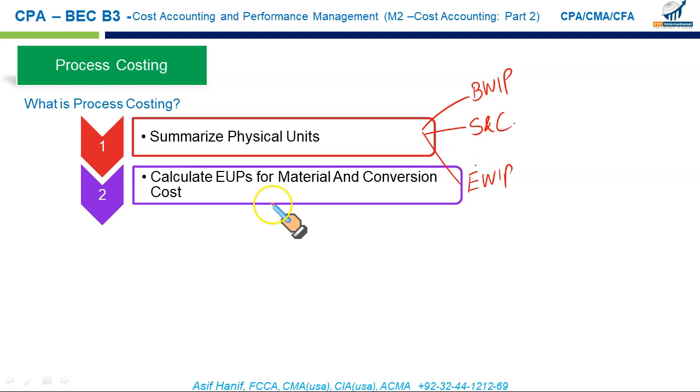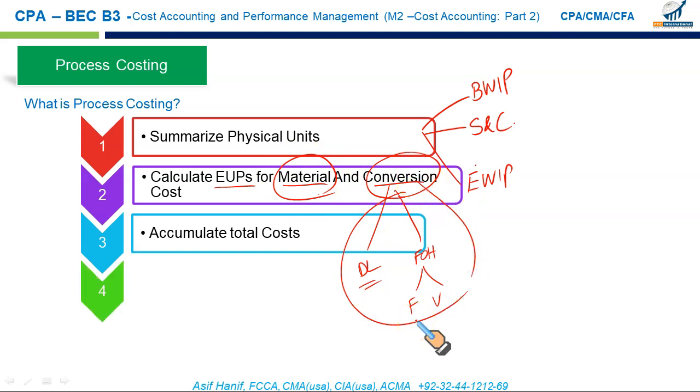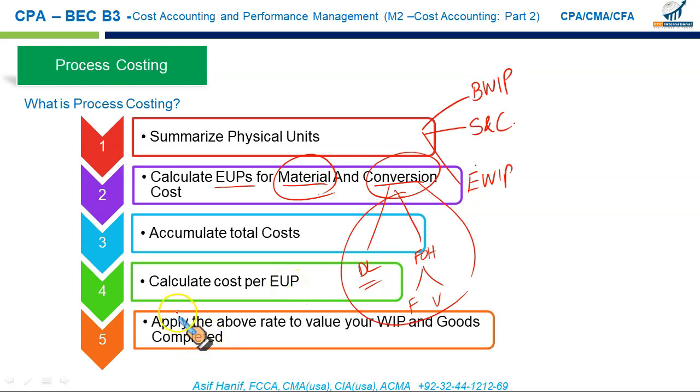Then the second step is to calculate the equivalent units of production for material and conversion cost. We know conversion cost is the sum of direct labor and your manufacturing overhead or the factory overhead, which is of course the combination of your fixed and variable overheads. The third step is accumulate total cost. Total cost for material and for conversion cost, which is of course the sum of your direct labor and manufacturing overhead. The fourth step is calculate cost per EUP, equivalent unit of production. We'll discuss all these steps. And finally, the last step, apply the above rate to value your work in process and the goods completed in the current department. So let us discuss these steps one by one.